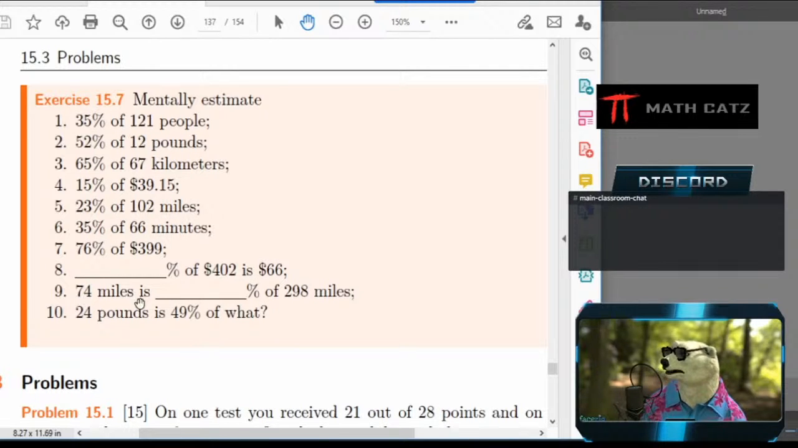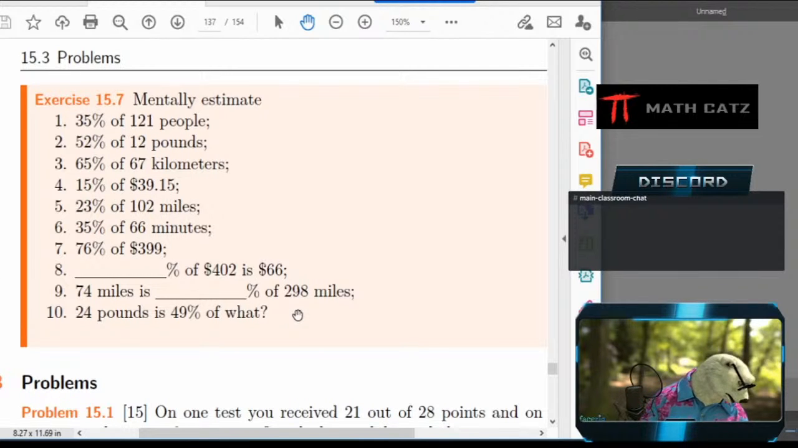Next one here, 74 miles. That's pretty close to 75. What percentage of? I can use a 300 here. And I know my adjustments weren't big, so my answer is going to be fairly close. How close? I don't know until I calculate it precisely.